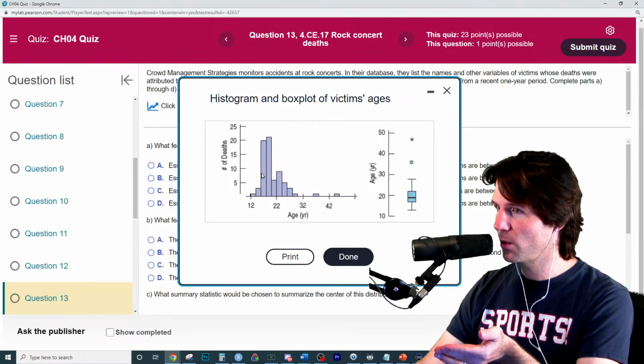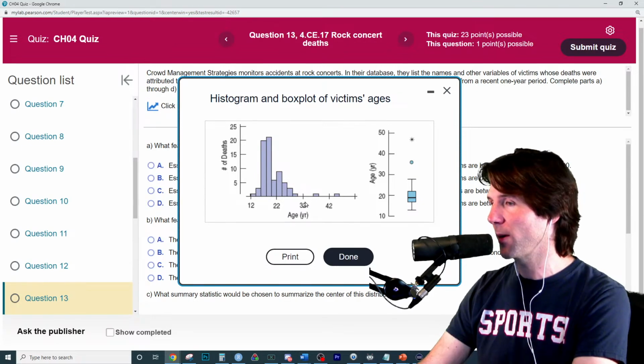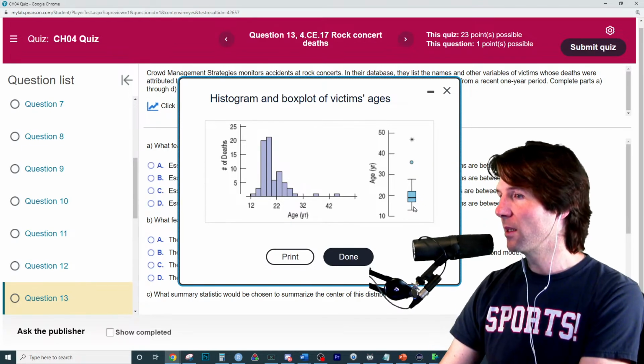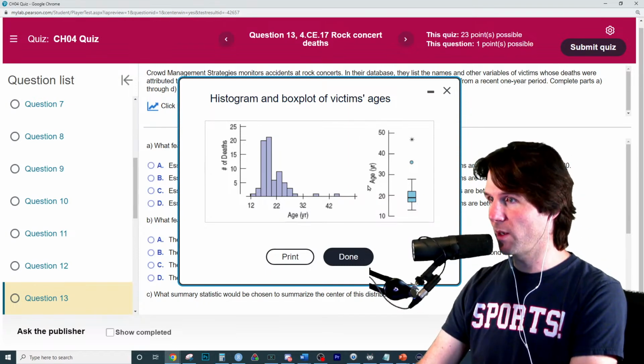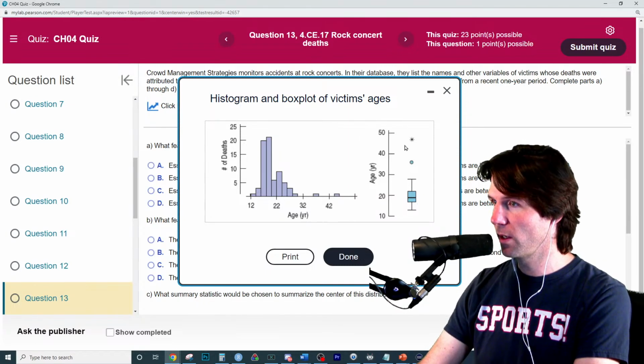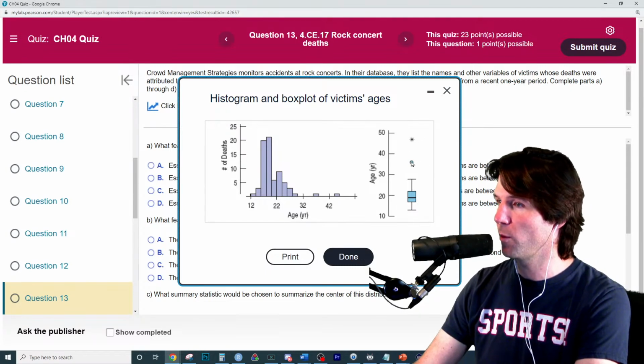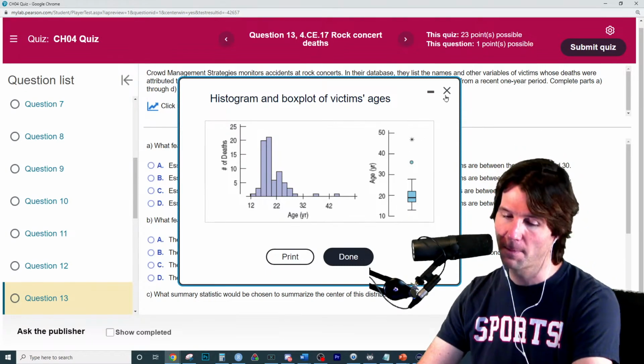It's got some right skew. It's got a little bit of bimodality, which is not apparent in the box plot. This is the same data, the same information, with the two outliers here and here. Outlier 1, outlier 2. So someone who's 34, maybe 34, 35 in there.